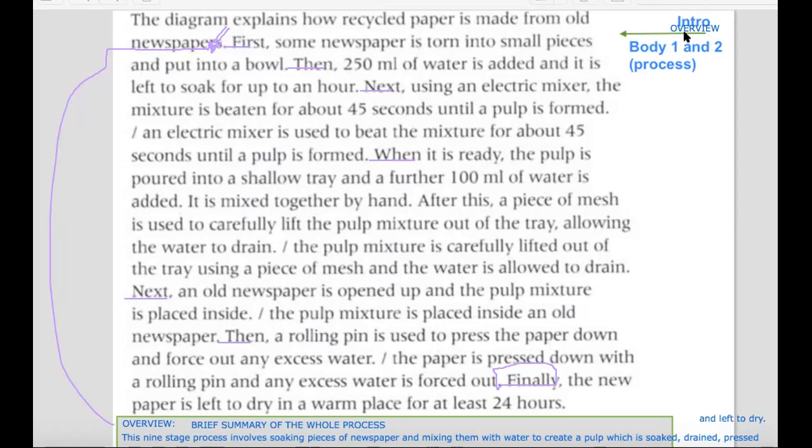This 9-stage process involves soaking pieces of newspaper, mixing them with water to create a pulp, and then what happens to the pulp? It's soaked, drained, pressed, and left to dry. So just think about the verbs that you can use in order to briefly summarize the process. Okay, but as I said, it does take some practice to think of how to write these overview paragraphs. Okay, then you would have a new paragraph and then start your body 1 and body 2. Remember, no conclusion, so you can just end with saying finally and giving the last step.